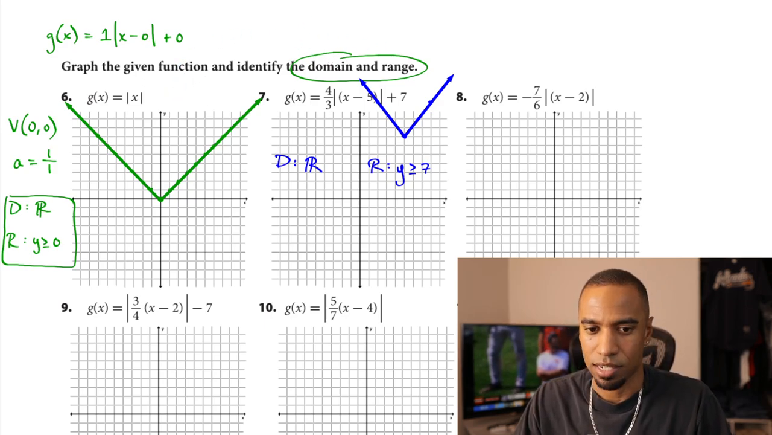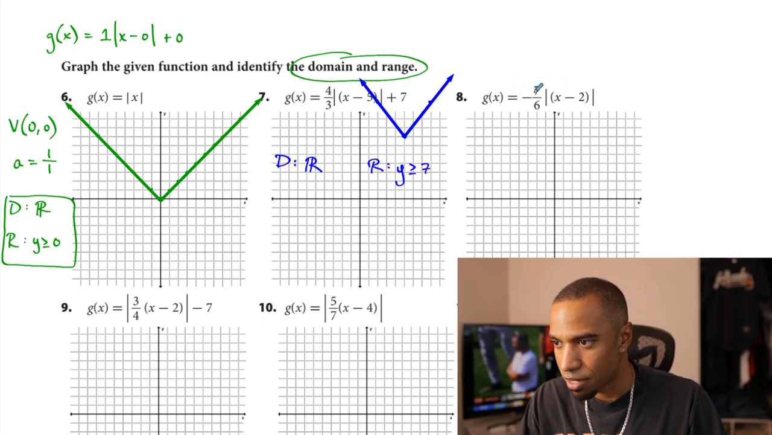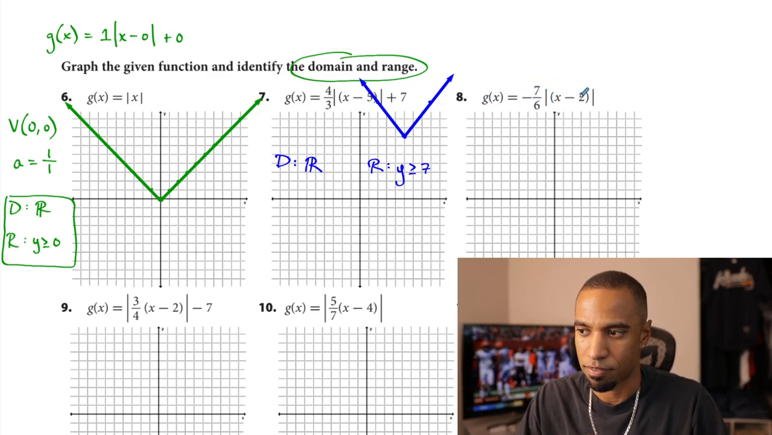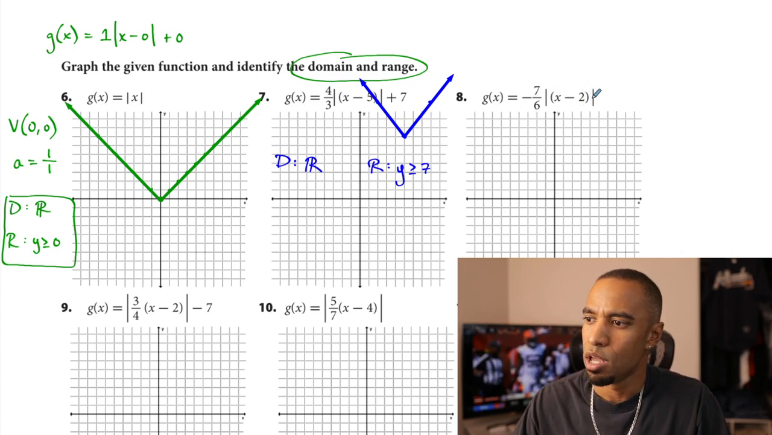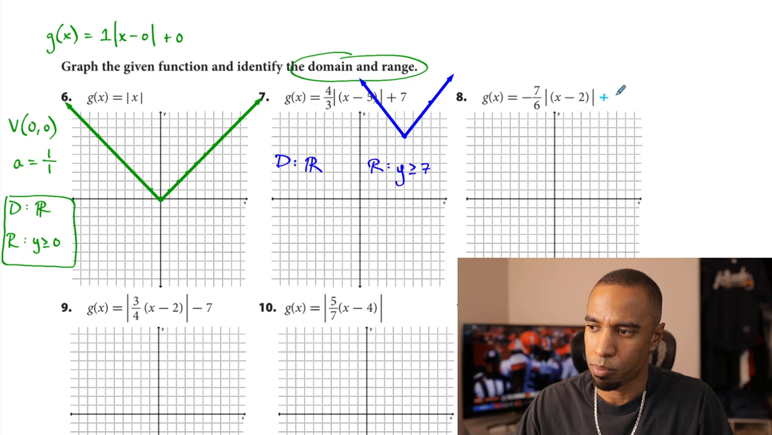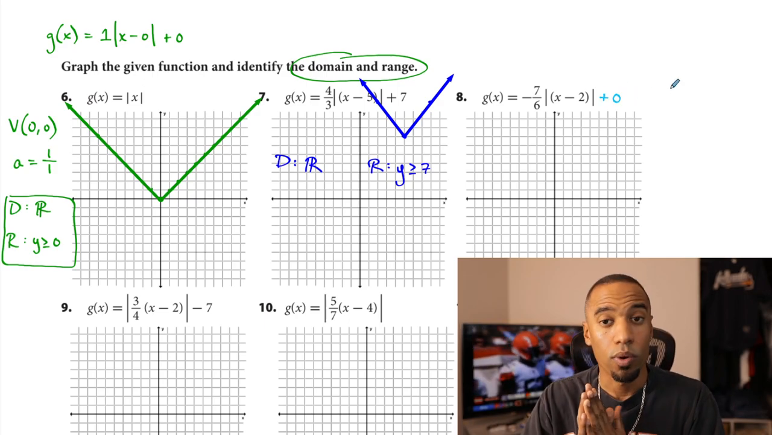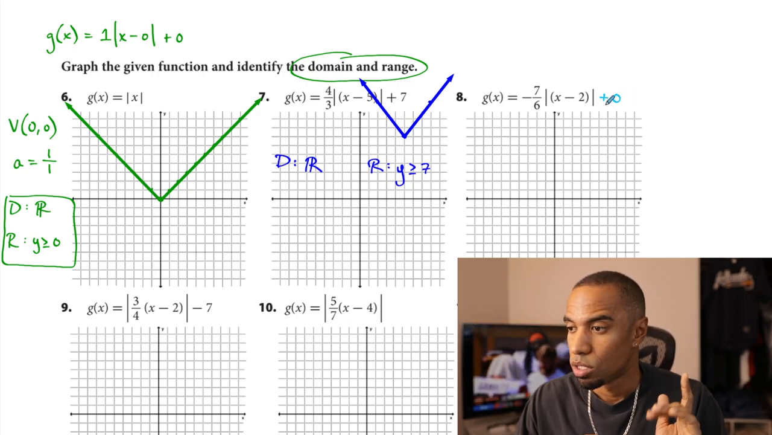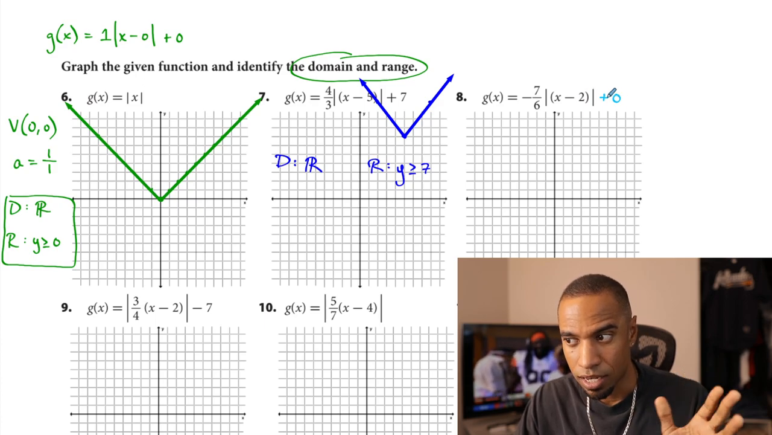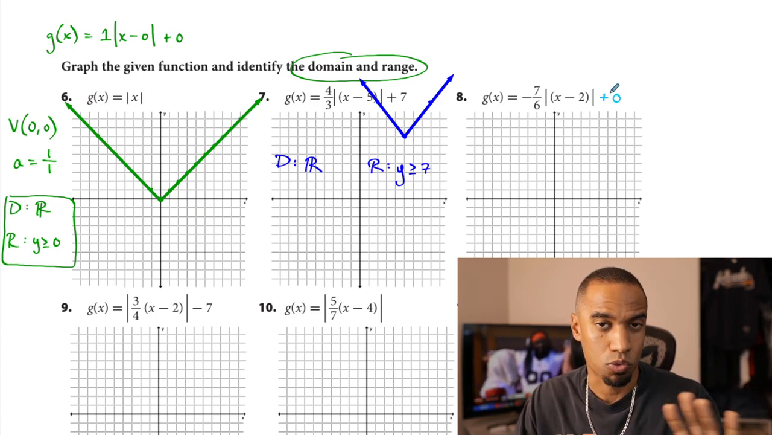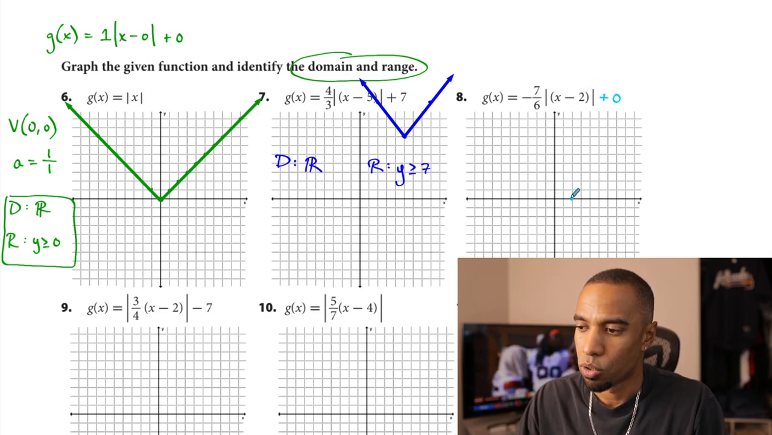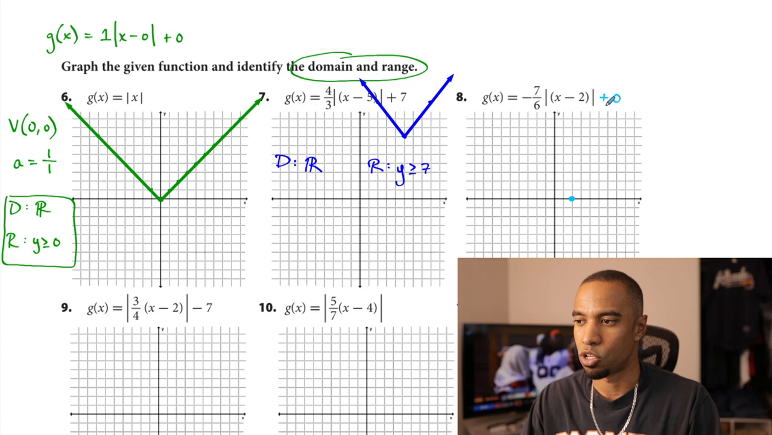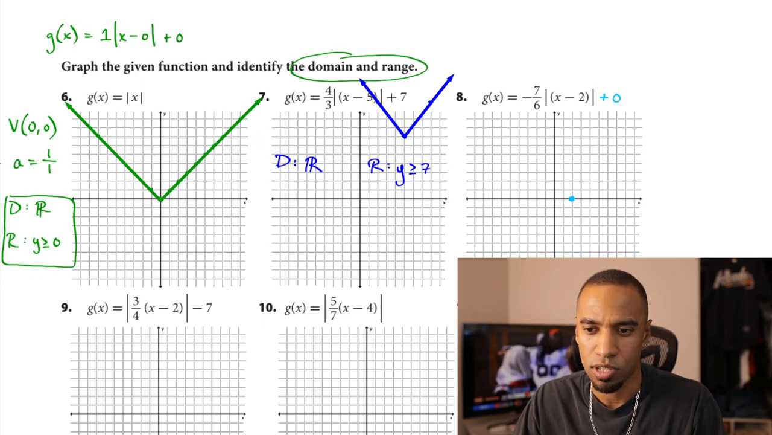Okay, number 8. g of x equals negative 7/6 times the absolute value of x minus 2. Once again, parentheses that don't really matter. There isn't a k value that I see, which means it's plus 0. So where's our vertex? Right 2 and up or down, none. So just right 2. Remember, a minus is a plus, you flip. So right 2, and then don't go up or down at all. Plot the point right there. I hope you can see the lighter blue.